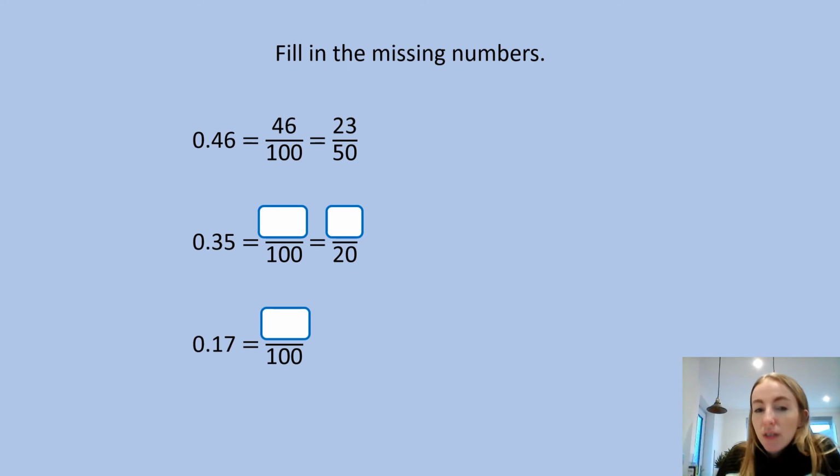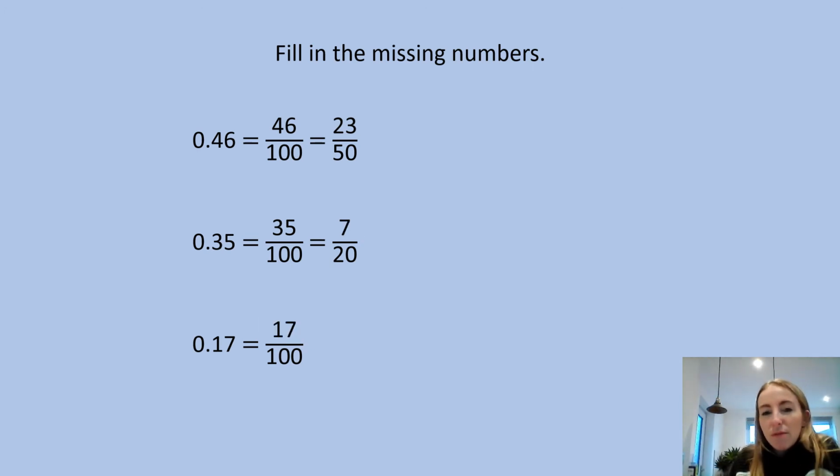Same with the next one. So 0.35 would be how many hundredths? So how many hundredths do I have? I should have 35 hundredths. Now I know that I can simplify this fraction because I can divide 100 by 5 to make 20, and so I can do the same to the numerator because it will still give me a whole numerator. So 35 divided by 5 equals 7.